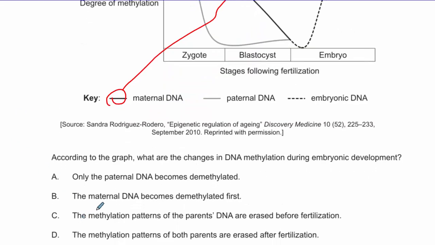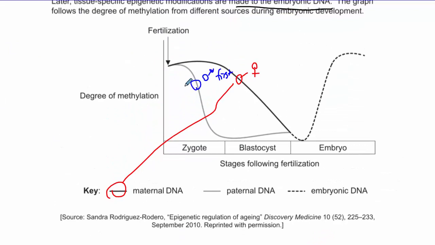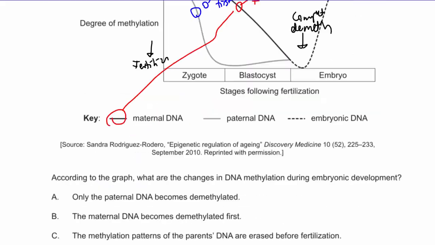Okay. See, the methylation patterns of the parent's DNA are erased before fertilization. Well, fertilization actually happens when you make the zygote, but the demethylation is complete long after starting the embryonic development, actually after the embryo has formed. So this is also wrong.